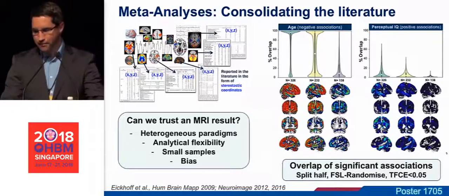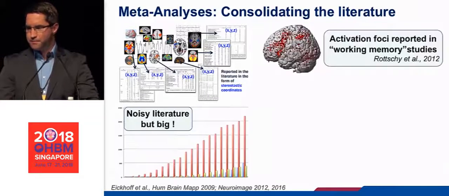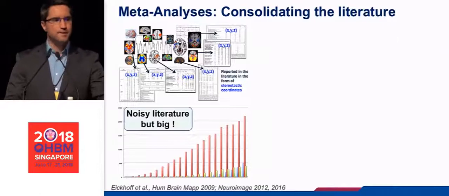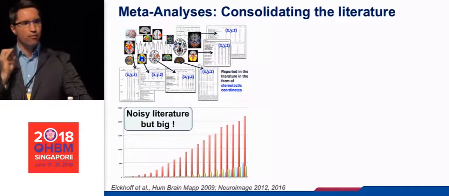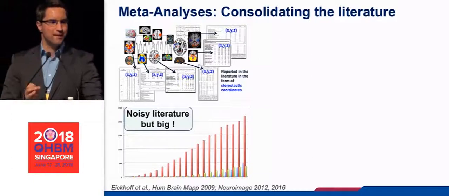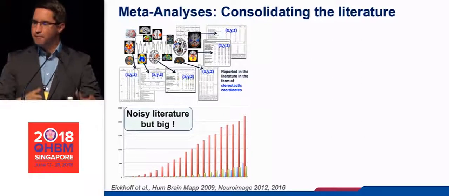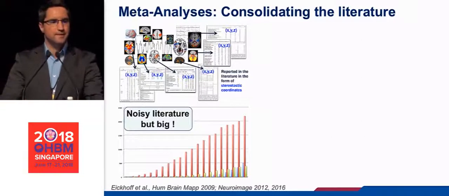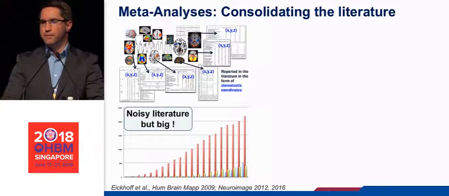The thing is, however, that this pointer really doesn't work well. We have a noisy, but also a really big literature. There are way more than 30,000 fMRI studies by now. Well, if we can't trust a single study all that much, maybe across studies, something that is robust, that comes up over and over again, that's something we should probably be able to trust a bit more. And this is the field of neuroimaging meta-analyses.